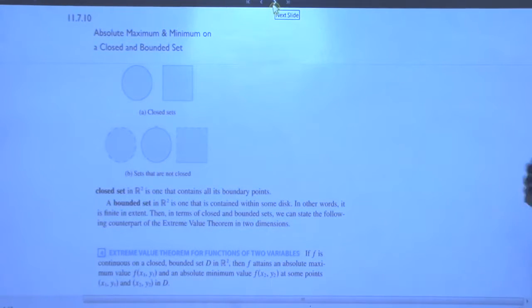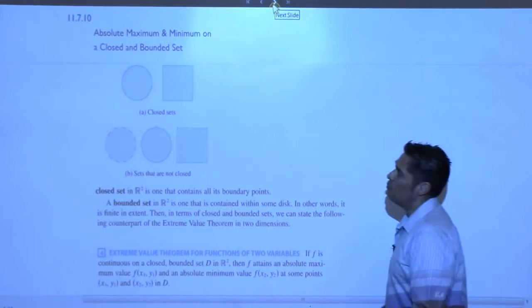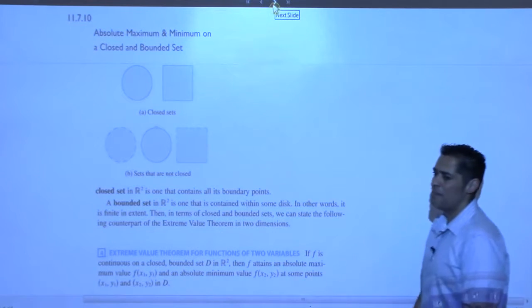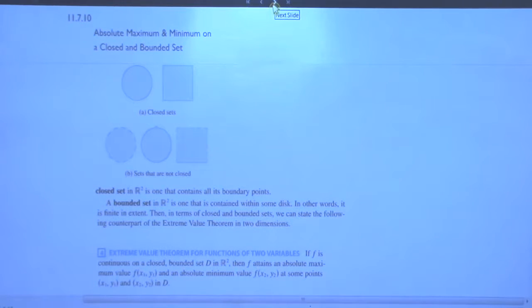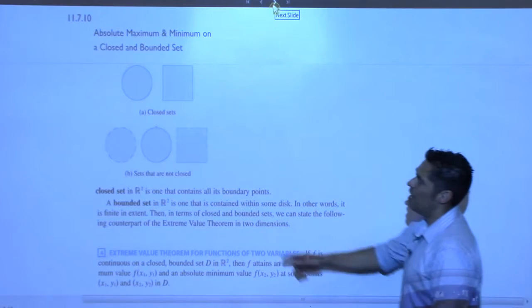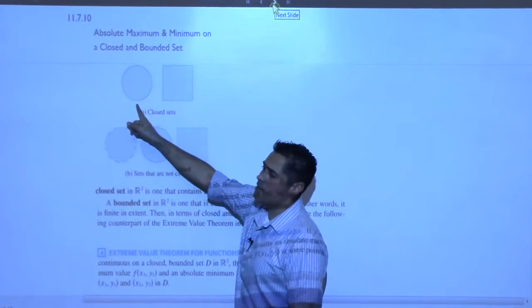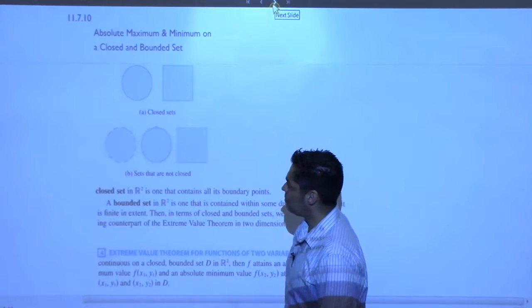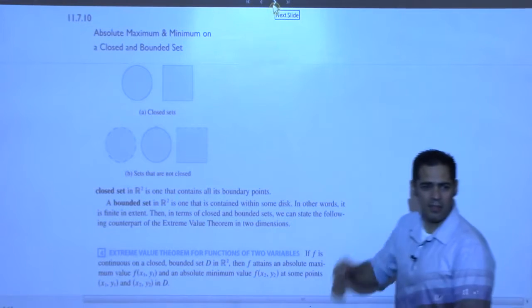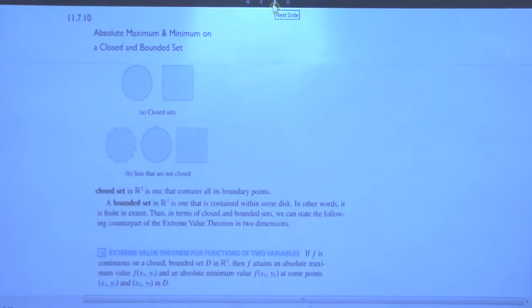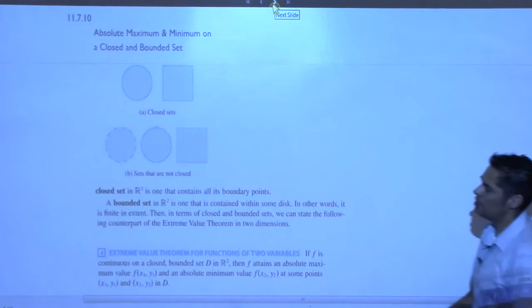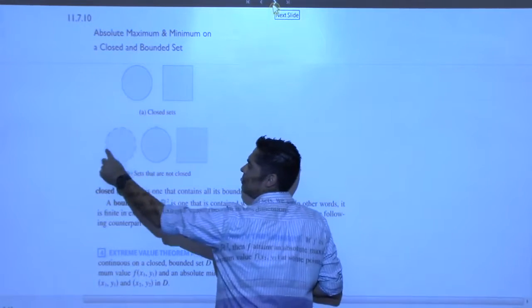So we have to start, before we get into this, understanding what we mean by closed and bounded sets. So there's some pictures here. A circle is an example of a closed set. This is a closed set. These are not closed. Do you see the little dashes around the edges? That would mean you don't include the boundaries. So like on this one, you don't include any of the boundary.